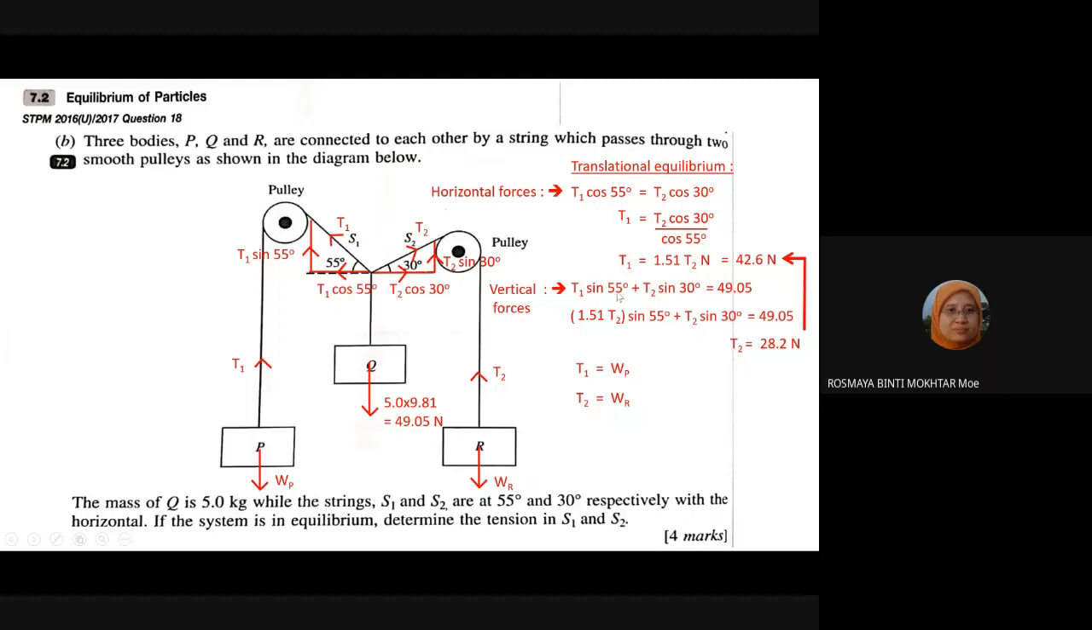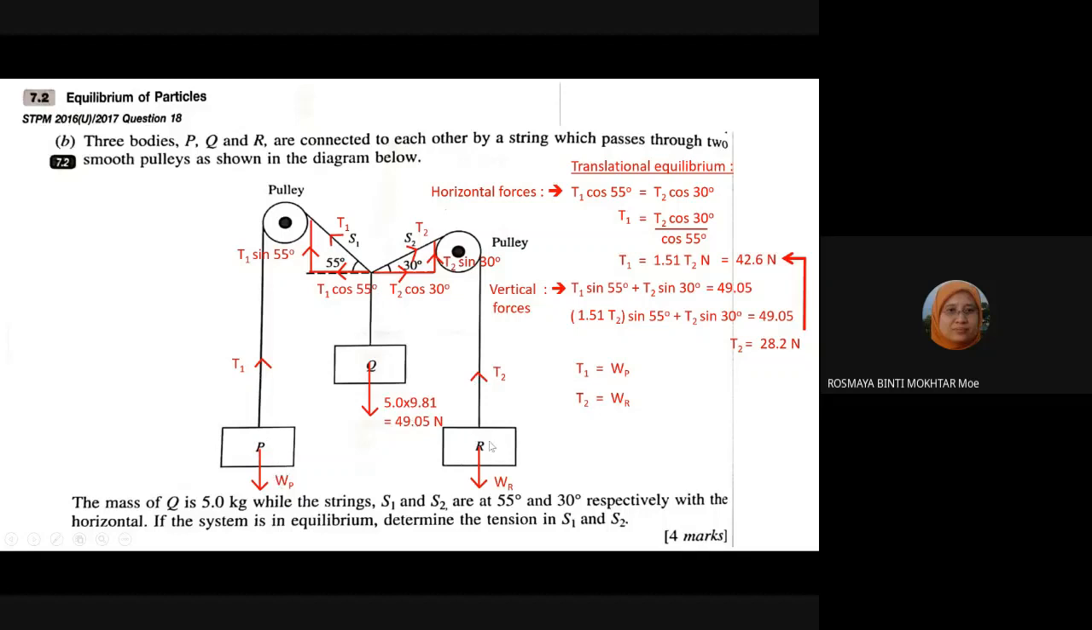Okay, vertical forces here. For the P, Q, R, we can separate the body diagram. If you can remember, chapter 3, where we can use the method of separating the body, vector diagram. So for Q, we use T1 sine 55 degrees plus T2 sine 30 degrees downward equals to 49.05. For the P, T1 equals to weight of P.